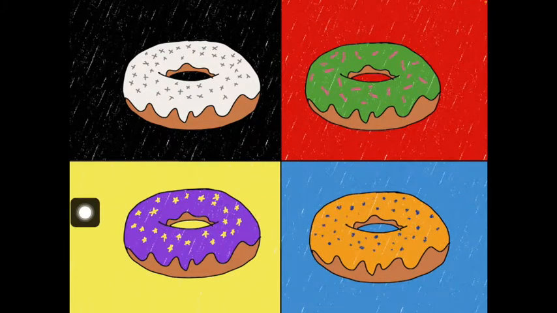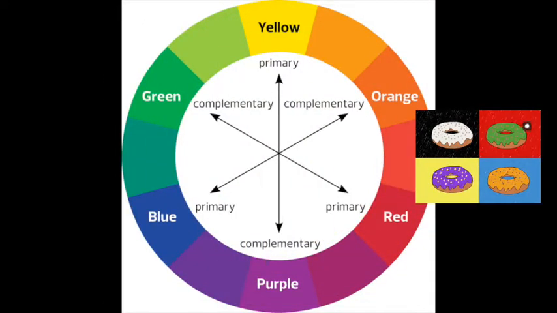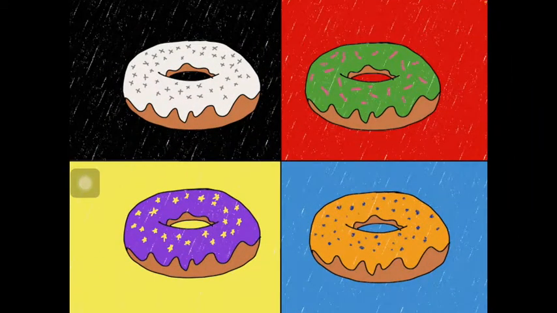If you look at a color wheel, you will see that red and green are across from each other, which means they are complementary. Blue and orange are across from each other, and so are purple and yellow. Complementary means the opposite on a color wheel, and they also go really well together.